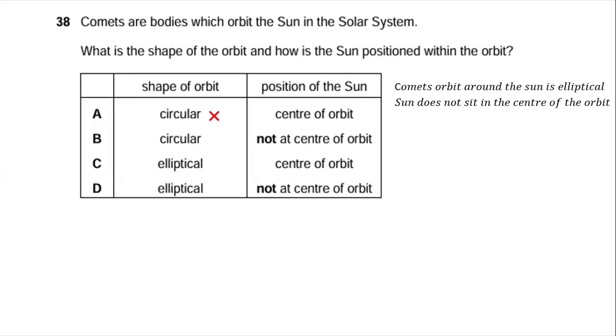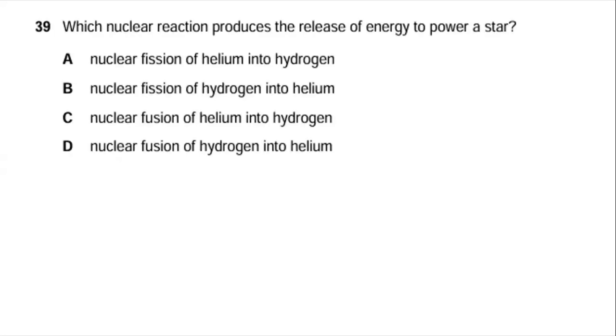When we come to the answer A, circle, it is wrong because it has to be elliptical. Center of the orbit, that is also wrong. It doesn't sit in the center. When we come to answer B, circular, again the wrong shape. Not at the center of the orbit, that is correct. When we come to answer C, elliptical, that is correct, but center of the orbit is wrong. We come to answer D, elliptical and not at the center of the orbit, both are correct. So the answer is D.